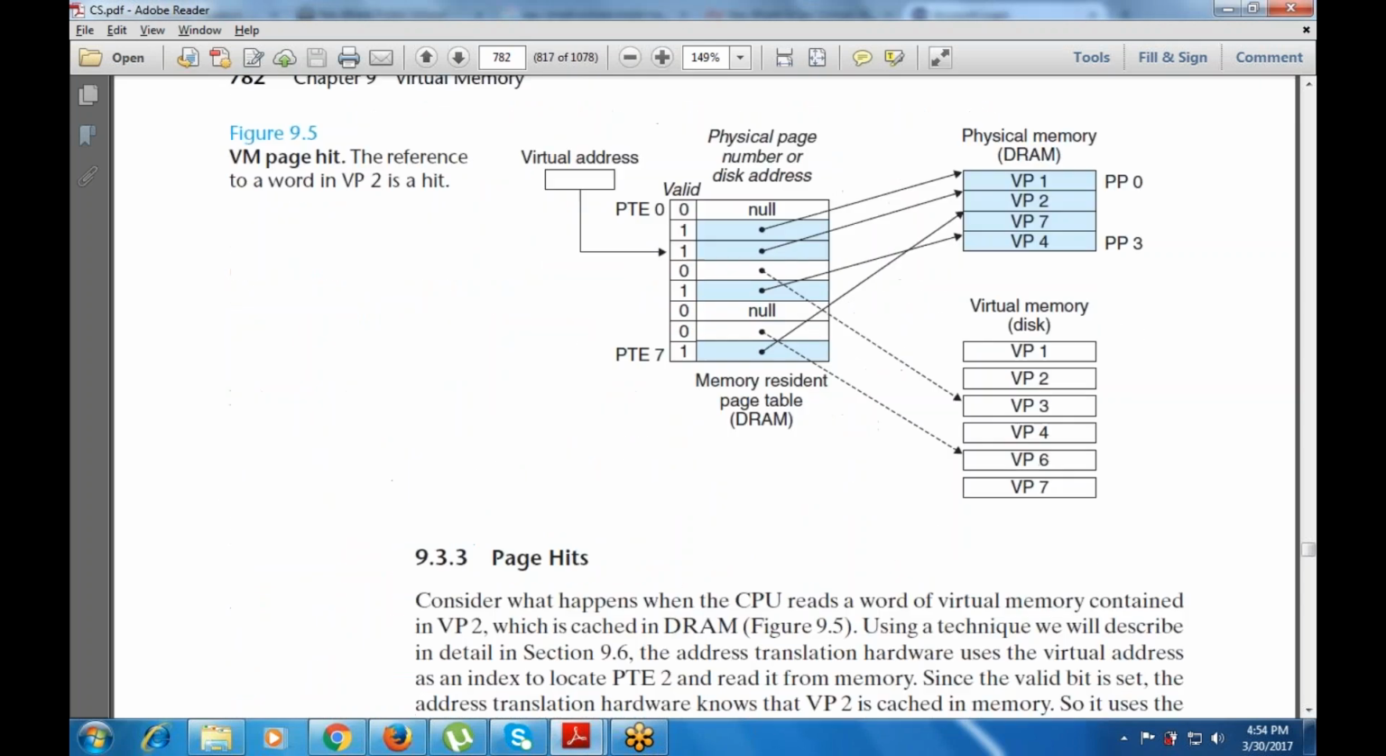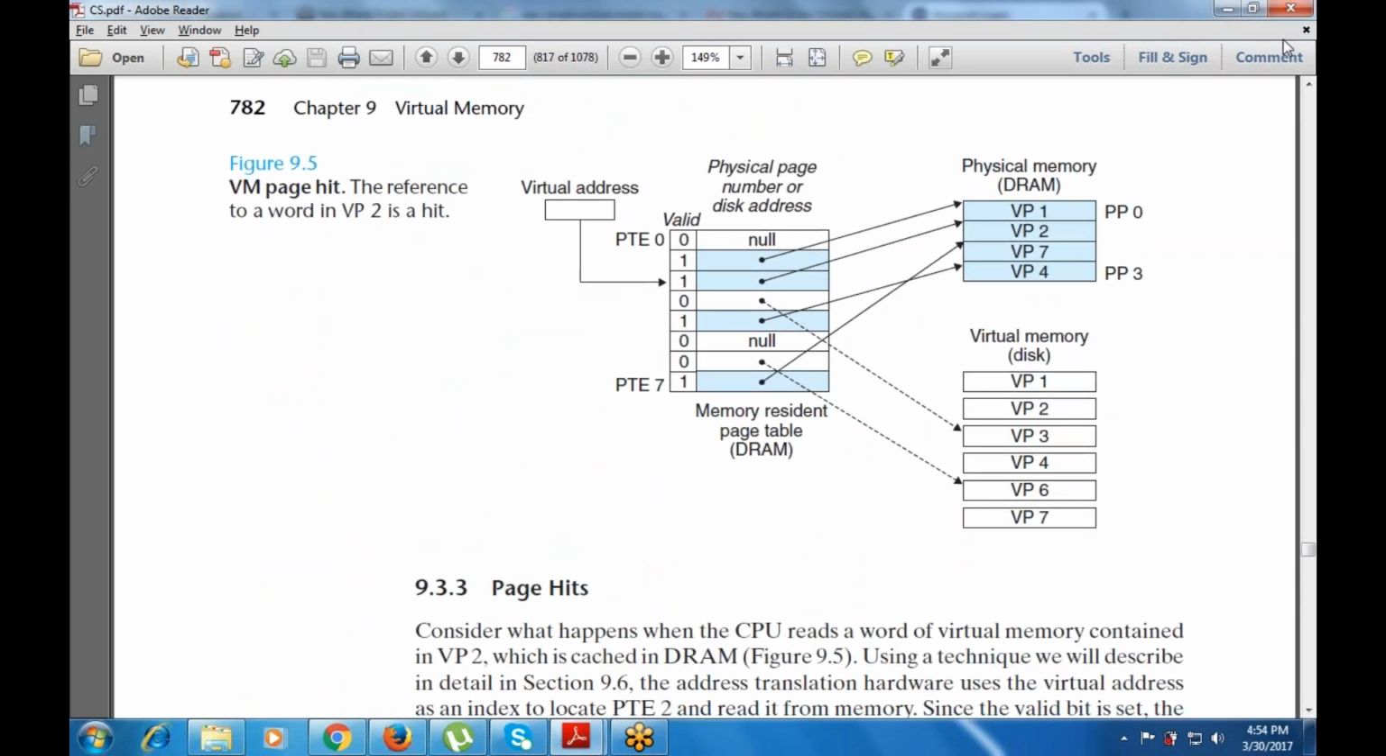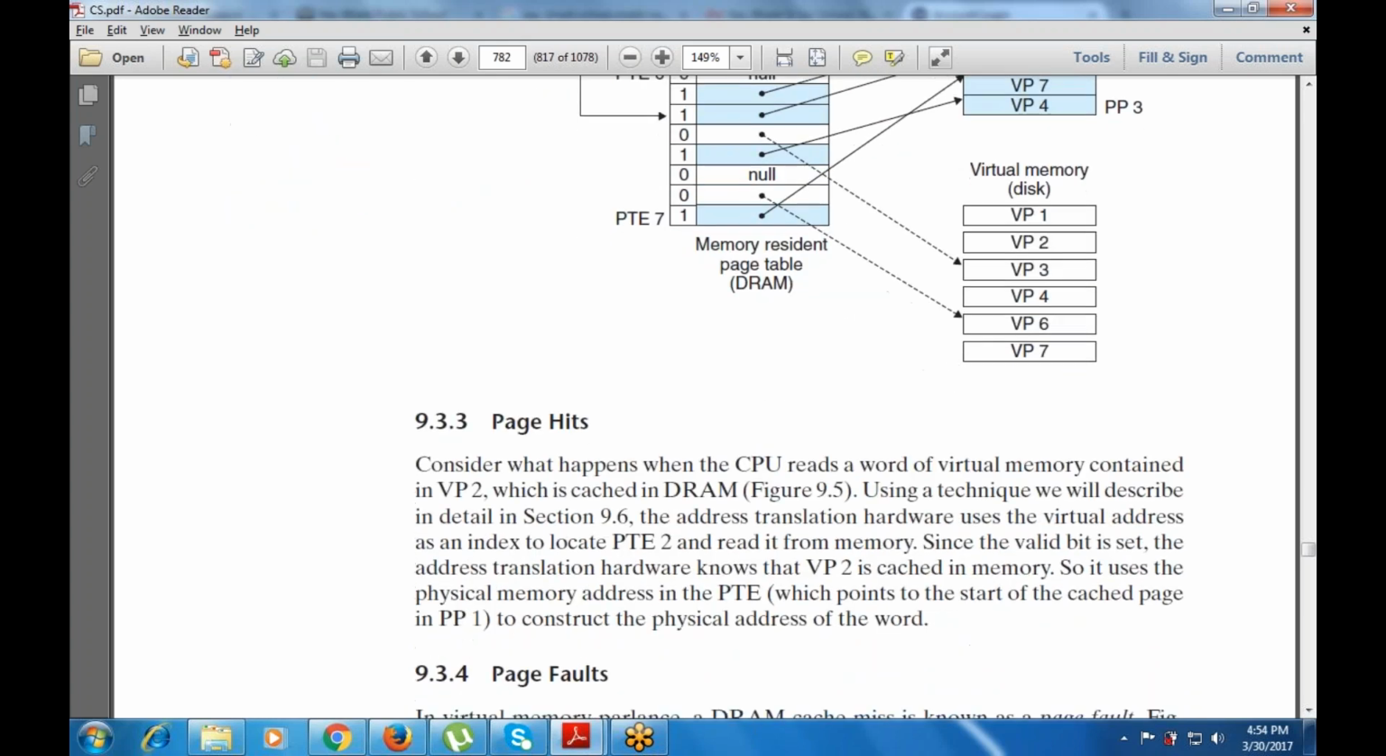Now this figure shows the various references, such as a reference to a word in VP2, which is a hit. We have the virtual address, the physical page number or the disk address, then physical memory, that is the DRAM, then virtual memory, that is the disk, then the memory resident page table. The memory resident page table covers whatever DRAM capacity is available, covered with PP2 and PP3. Then next is page hits.